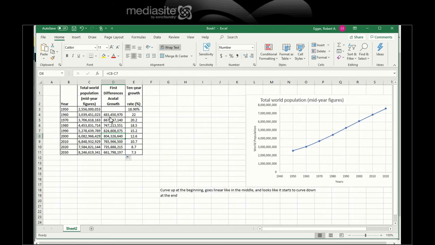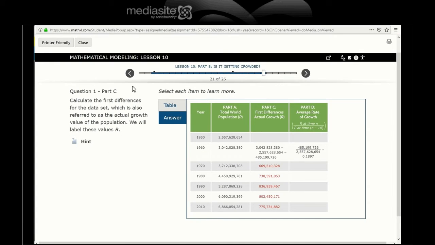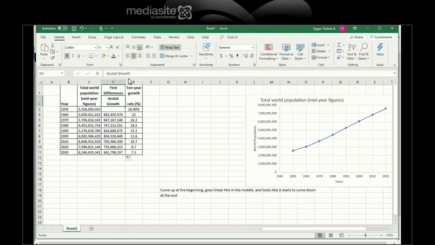So you see how the actual growth is. Okay. For 60 to 70, it was more. 70 to 80 was more. 80 to 90 was more. 90 to 2000 was actually less than the previous growth. 2000 to 2010 actually had a decrease in the growth rate. 2020, less. 2030, even less projected. Wrong button. We label these values R. Okay. That's your growth rate. R.